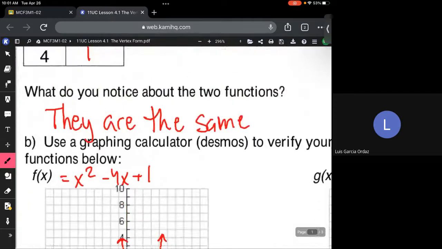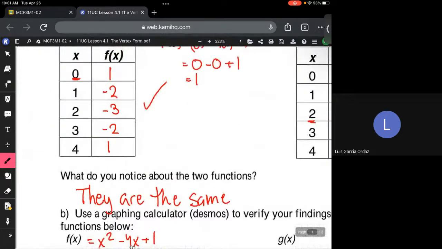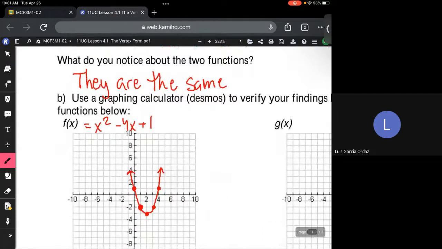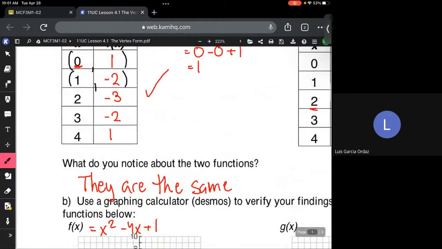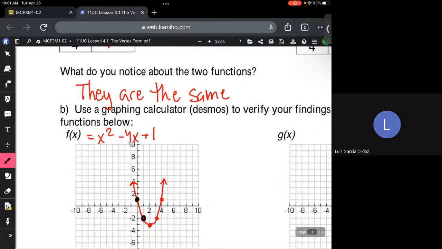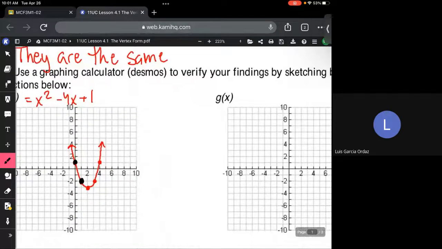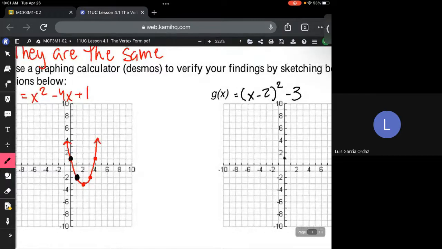Oh, we just used the points from here. You see our table of values? Yeah, I just use them as coordinates to plot. So my first point is 0, 1, which is right here. My next point is 1 and -2, which is down here. And then we just continued with the table of values. So now g of x is going to look exactly the same because it has the exact same table of values. So g of x is equal to x minus 2 squared minus 3. So again, same points, 0, 1, 2 and -2. I mean 1 and -2, sorry.